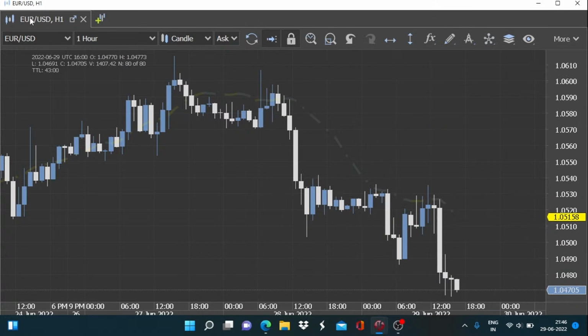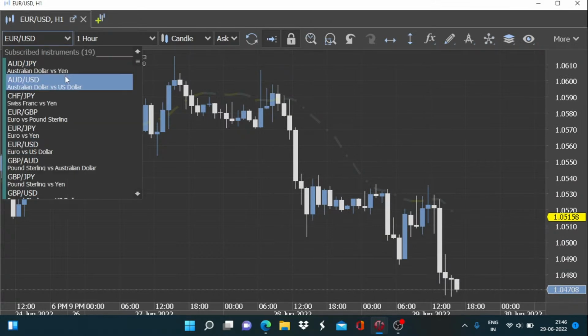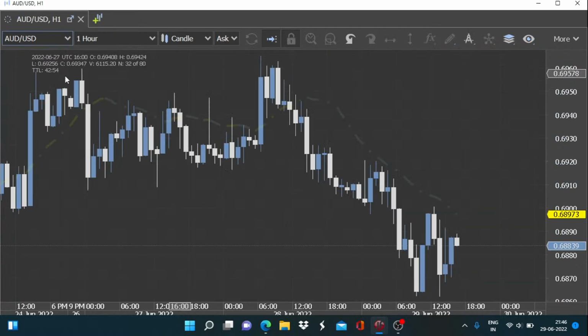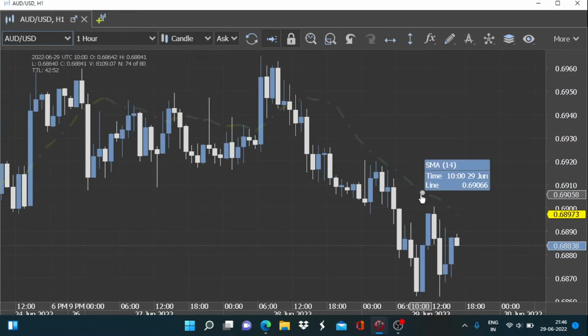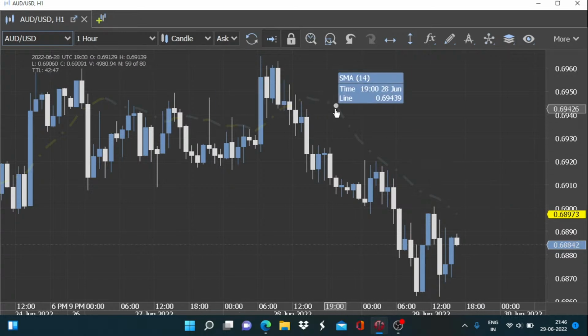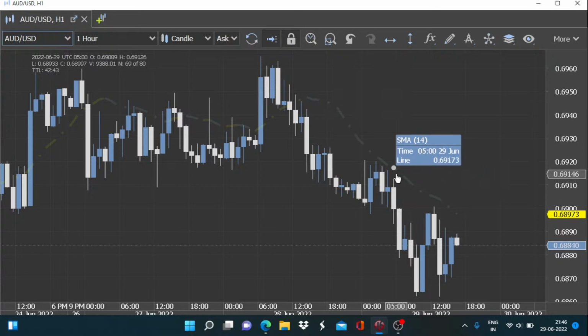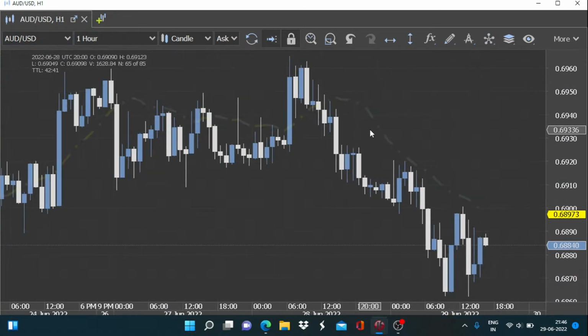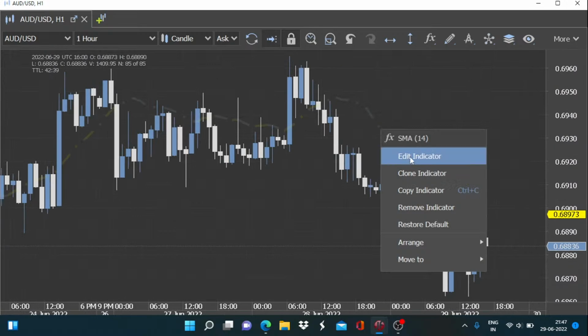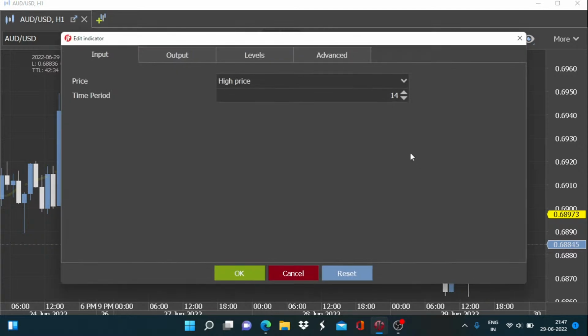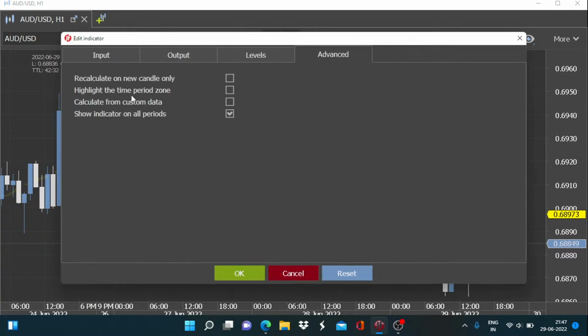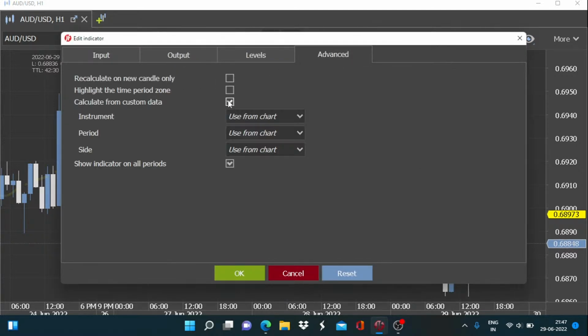The instrument Euro USD, and let us change this to another instrument. Let us try with AUD USD, and I think the SMA is still of probably it is of AUD USD, so I'm not really seeing it. What happened to our customization? Let us check it once. Advanced. Oh, calculate from the custom data. Okay.